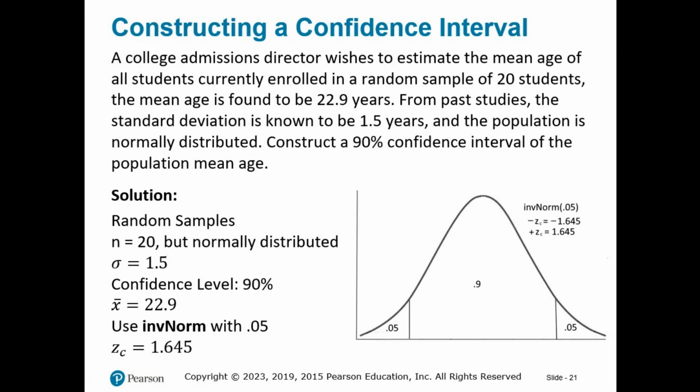Okay, step 3 says we need to find the critical values. They expect a 90% level of confidence, which means we need to use 0.05 to find Z sub C. When we do that with our calculator, we get negative 1.64. So our critical values are negative 1.64 and positive 1.64.